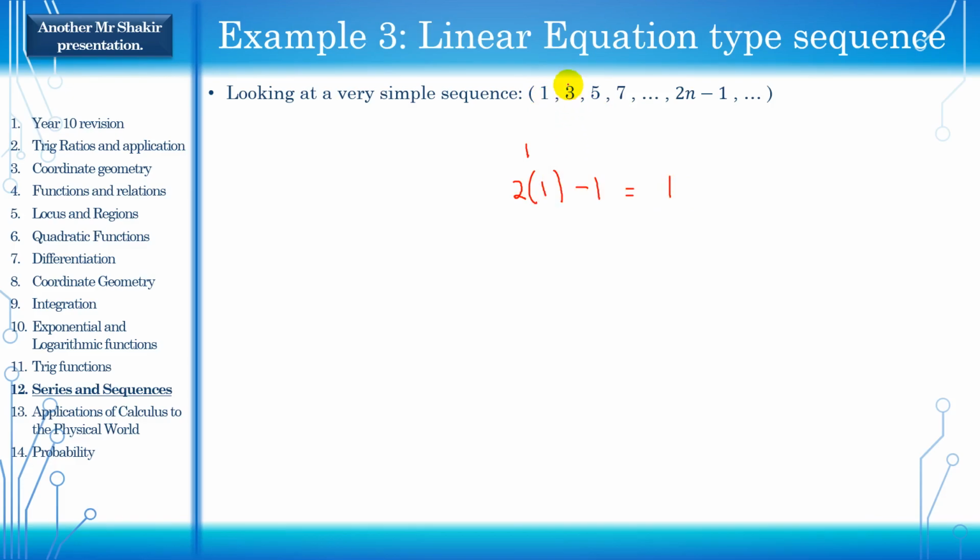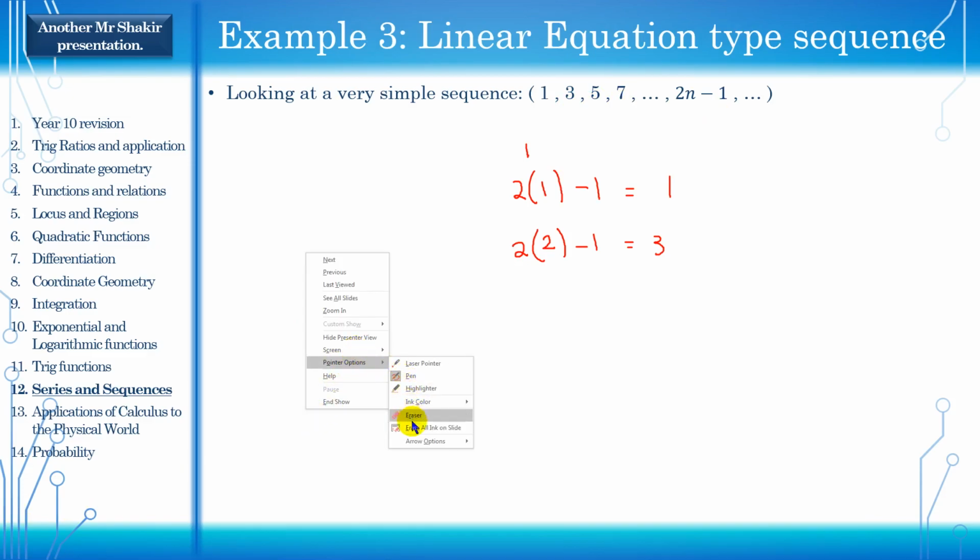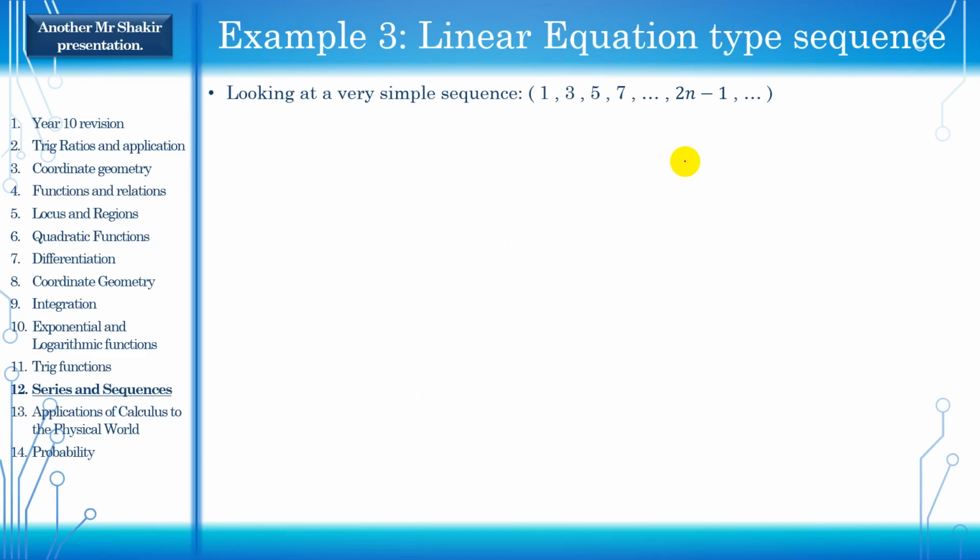If I substituted number 2 in, the second term, remember n means position of the term. We want the second term. So 2 times 2 minus 1. Well, 2 times 2 is 4, minus 1 is 3, and that's why it's, you see, 1, 3, and it'll just keep on going. 1, 3, 5, 7, so on and so forth.